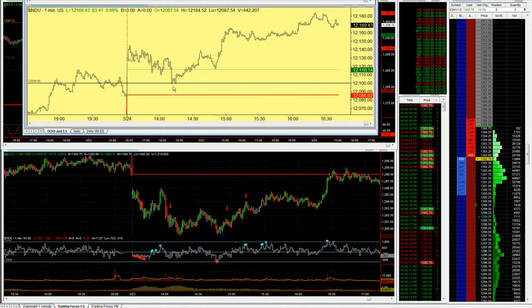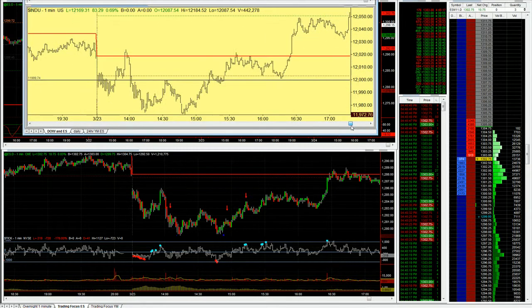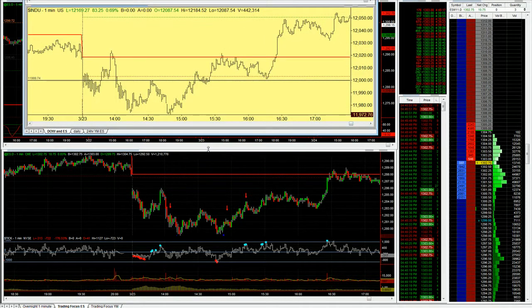Look, even today it bounced off that 12,100. It's probably why the S&P couldn't quite fill the gap. But yesterday, this is what we're talking about. Let's go back over. Here we can see I changed the colours slightly.